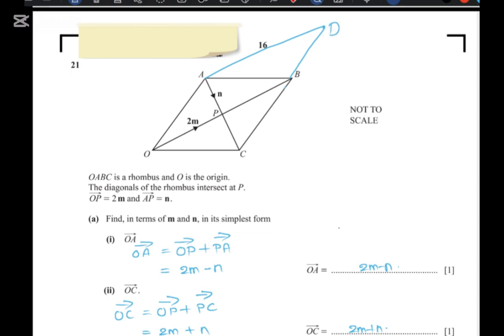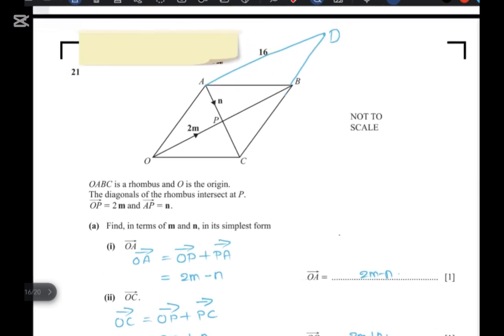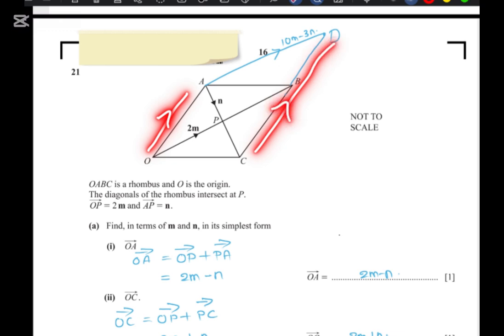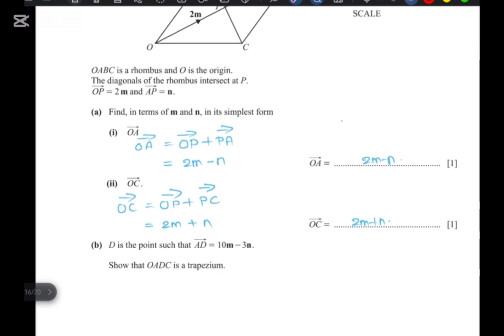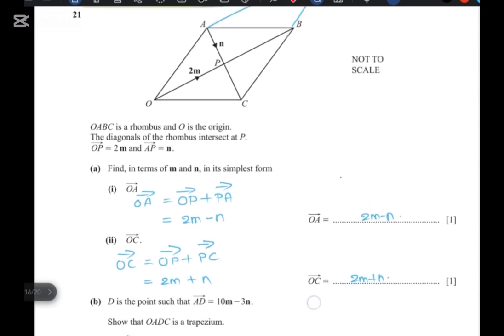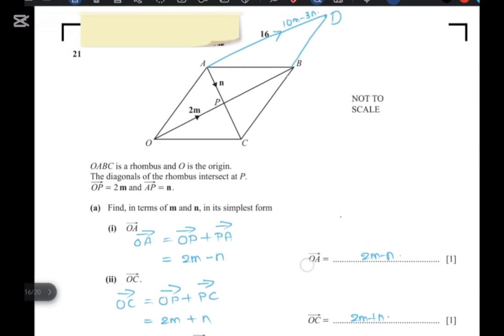Now vector AD is given as 10m minus 3n. So this is 10m minus 3n. Now we need to prove that OADC is a trapezium. To prove a trapezium, we have to show two opposite sides as parallel. So here we will show OA is parallel to CD. We'll find out what is CD. OA we already know. First we'll find CD. How to find CD? We'll do CA and AD.